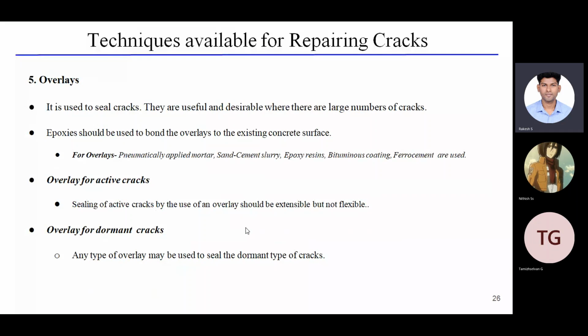These techniques are useful and desirable where there is a large number of cracks that we are finding in the structures. Epoxy should be used to bond the overlays to the existing structure. For overlays, pneumatically applied mortar, sand, cement slurry, epoxy resins, bituminous coating, and ferrocements are used. For active cracks, sealing of cracks by use of overlay should be extensible, but it should not be flexible. Coming to the dormant cracks, any type of overlay may be used to seal them.